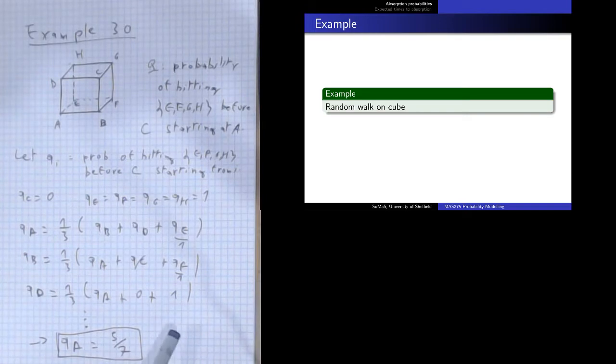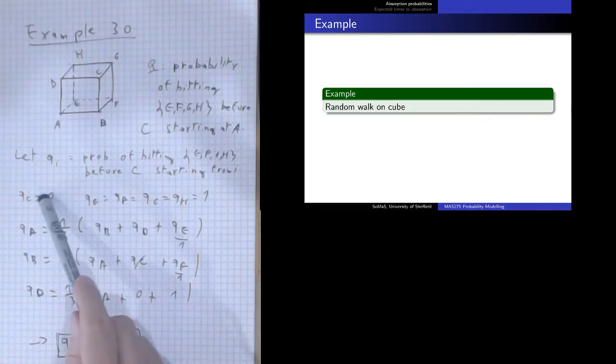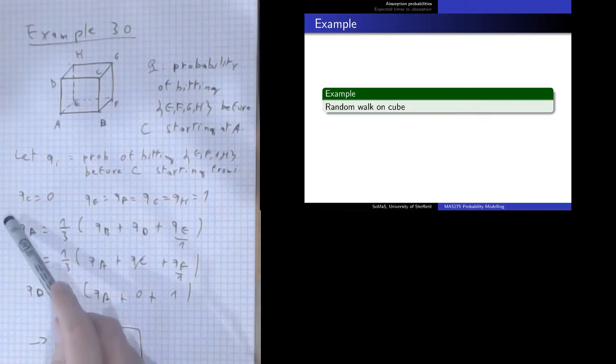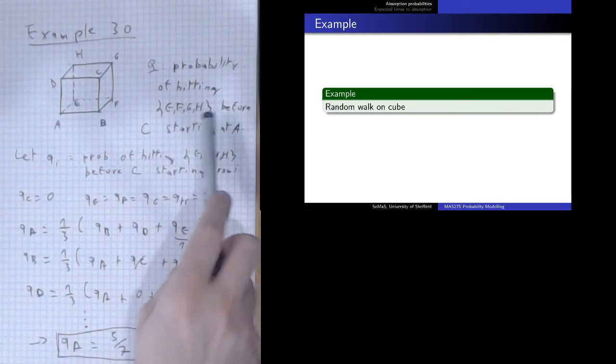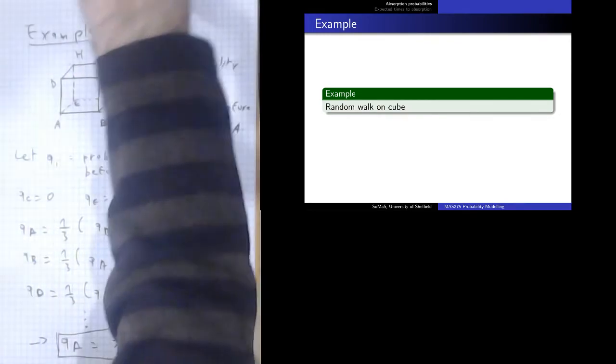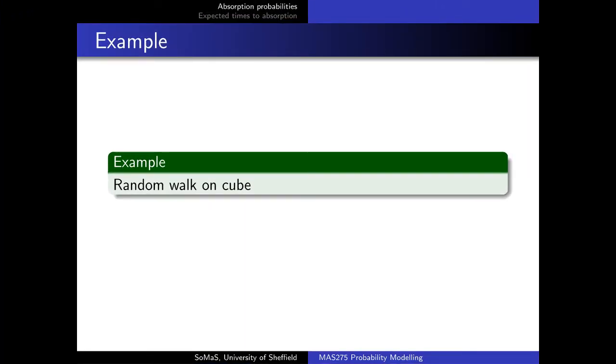And you can see that there's virtually no difference between this example and the previous ones. I just set my Q's as the probability of what I'm interested in. Then I got those boundary conditions. And then I got the equations for the states which are not in either E, F, G, H, or C. Okay, so that's all for hitting probabilities. So I've shown you how you can compute the probability of hitting a certain state before another state, or being absorbed at this place or that place.